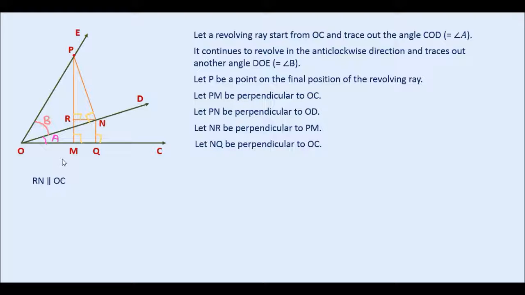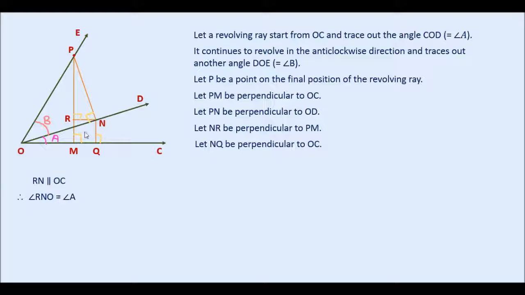Now RN is parallel to OC. Why? NR is perpendicular to this line PM and of course CO or CM is perpendicular to this line PM because PM is perpendicular to OC. Therefore CM is also perpendicular to PM. And since these two lines NR and CM are perpendicular to the same line PM, therefore we can say NR is parallel to CM, or RN is parallel to MC or OC. So RN is parallel to OC.